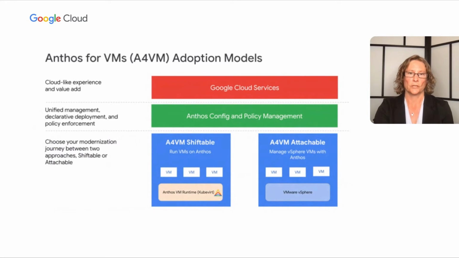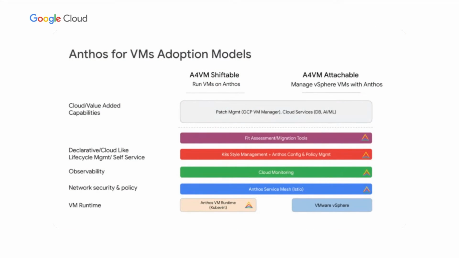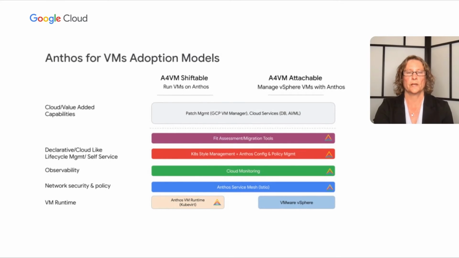Moving to a bit of a deeper look at the technologies that enable the shiftable and the attachable approaches. First, we see the runtime layer with Anthos VM Runtime based on Kubevirt in the shiftable scenario. In the attachable track, we use VMware vSphere. Next, we have network security and policy via Anthos Service Mesh based on Istio. And moving up the stack, we have Kubernetes APIs and Anthos Config and Policy Management. At the top of the stack, we have cloud native capabilities and services such as patch management, databases, and AI/ML.